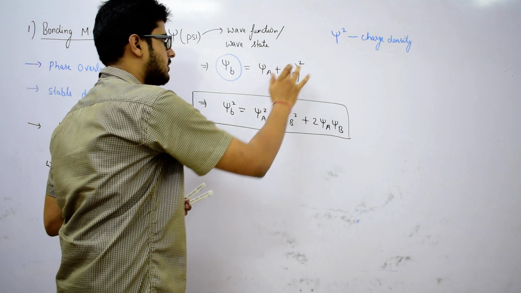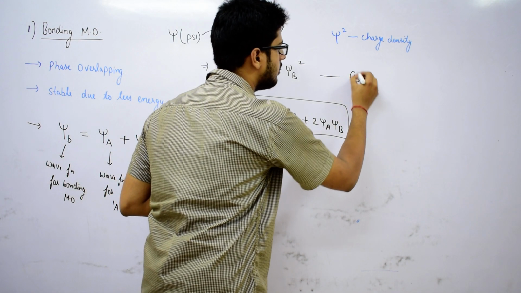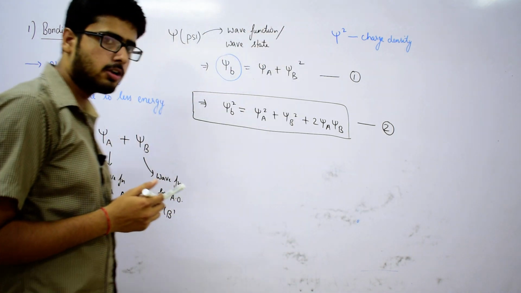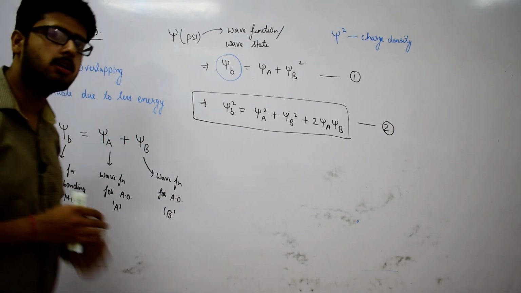So this was for explanation. This is our first equation which we derived for the bonding molecular orbital, and this is the second equation which we derived for the anti-bonding molecular orbital. So in this case, this is our bonding molecular orbital. Let us see what are the major points of the bonding molecular orbital.